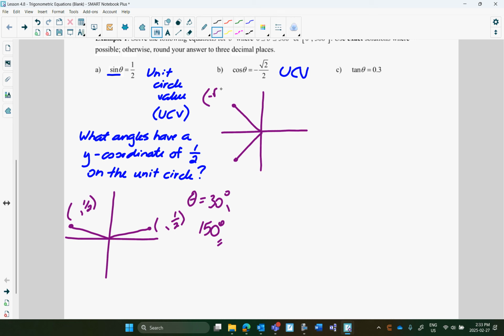So this one I know is going to be -√2/2, and then something else. This one I also know is going to be -√2/2 and something else. What angles are those? 135 and 225. So theta equals 135 degrees and 225 degrees.